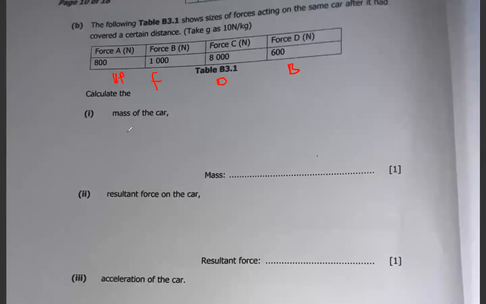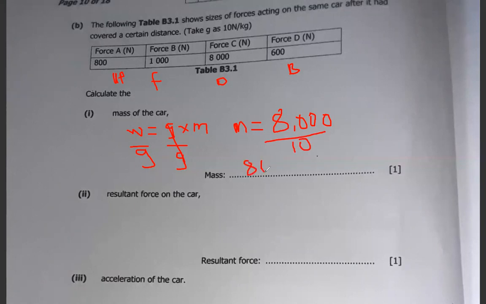So we were saying the weight of the car is given by mass times gravity. Then to find the mass, we divide by the gravity, so that this cancels, and our mass will be equal to weight, which is 8,000 divided by gravity, which is 10, and our mass was 800 newtons.